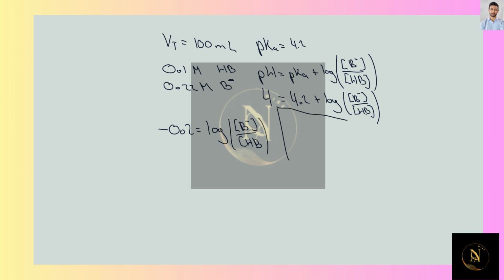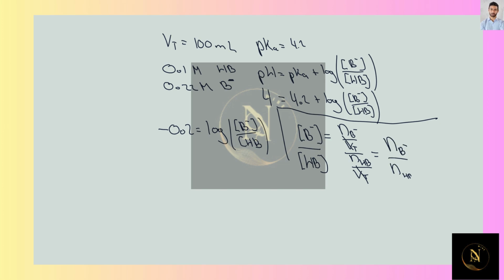Now, let's see what those concentrations are equal to. The concentration of B minus is going to be equal to the amount of moles of B minus that I added divided by the total volume. And if we divide it by the concentration of HB, this is going to be the amount of moles of HB added divided by my total volume. As you can see, the total volumes are going to cancel out, giving us the amount of moles of B minus divided by the amount of moles of HB.